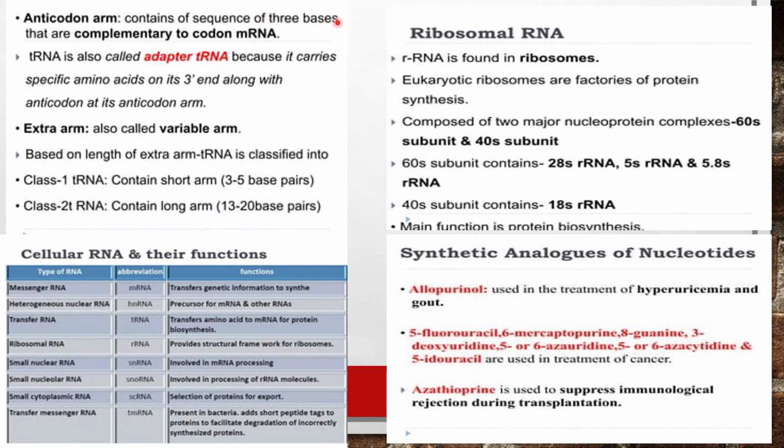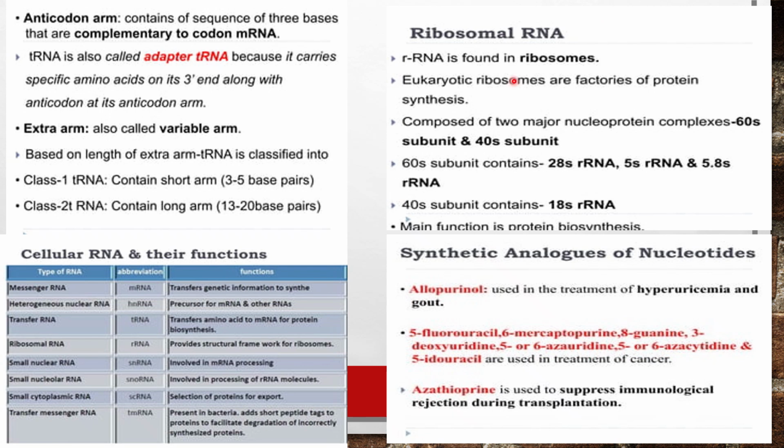The anticodon arm contains a sequence of 3 bases that are complementary to the codons of messenger RNA. Transfer RNA is also called the adapter RNA because it carries specific amino acids on its 3' end along with the anticodon at its anticodon arm. The extra arm is also called the variable arm, and based on the length of the extra arm, transfer RNA is classified into class 1 tRNA, which contains a short arm, 3 to 5 base pairs only, and class 2 tRNA, which contains a long arm, 13 to 20 base pairs. So this is about transfer RNA.